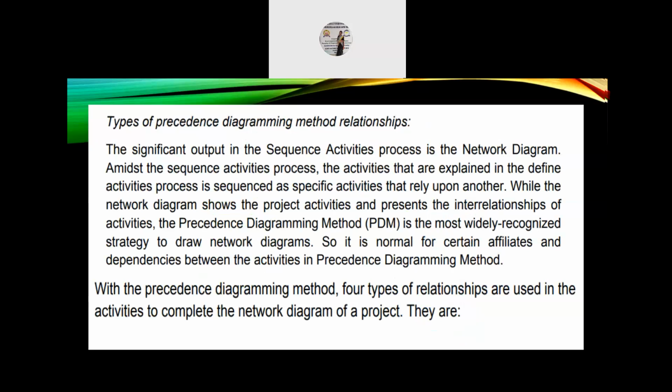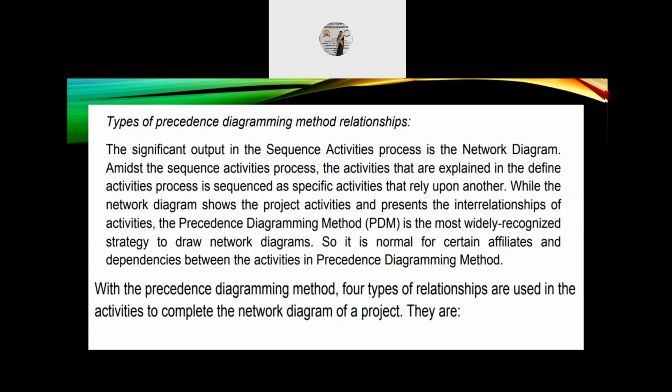So, types of precedence diagramming method relationship. The significant output in the sequence activities process is the network diagram. The activities that are defined in the define activities process are sequences of specific activities that rely upon each other. While the network diagram shows the project activities and presents the interrelationships of activities, the precedence diagram method PDM is the most widely recognized strategy to draw network diagrams.